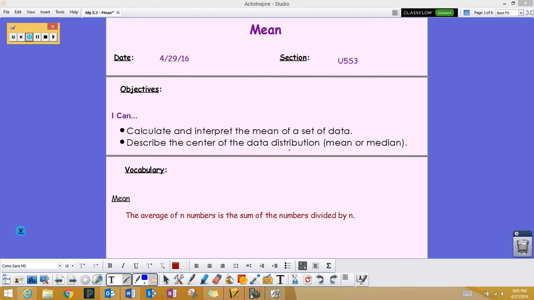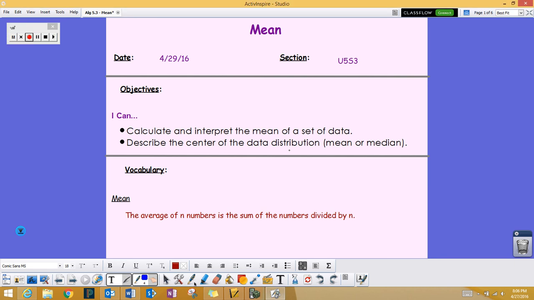Today our goals dealing with mean are to calculate and interpret the mean of a data set, as well as describe the center of the data distribution, and center can be measured using mean or median. New vocab word, it is mean. It's the average of n numbers, the sum of the numbers divided by n. This is something that's not new to you.